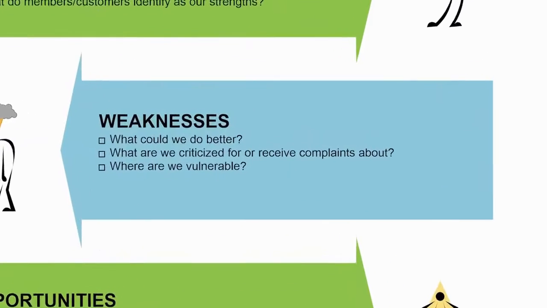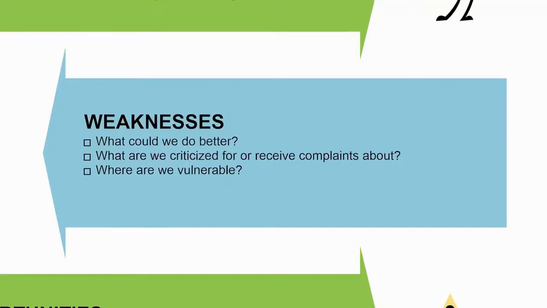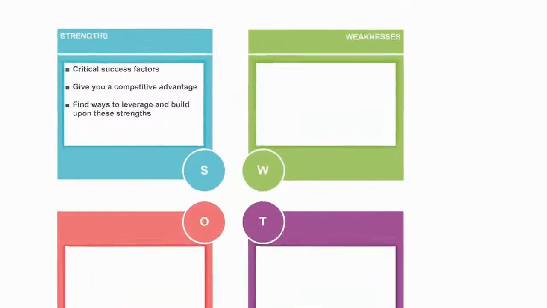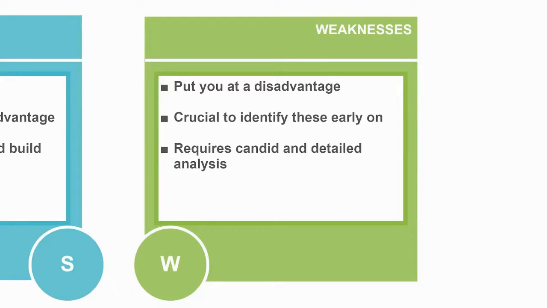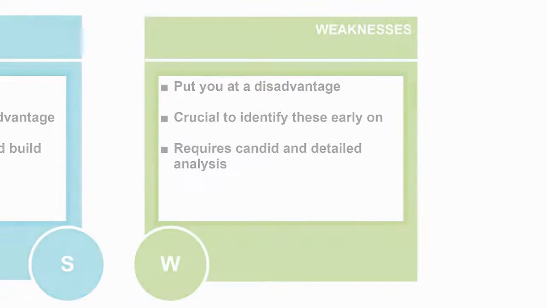Next, you will want to identify ways to improve on your weaknesses. Weaknesses are the factors that put you at a disadvantage to your competitors. Figuring out what these weaknesses are and taking actions to lessen them before they hurt your business is essential. That stage requires a detailed and candid analysis of what is going wrong within your organization.